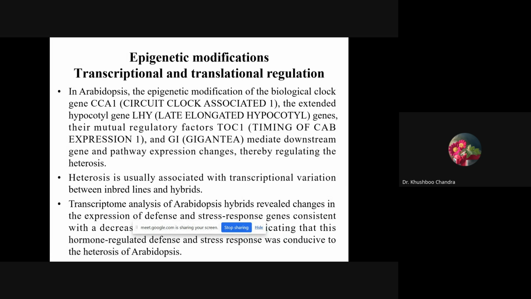This has been studied: how the gene and pathway expressions change without any change in the DNA sequence, and how it ultimately affects heterosis.